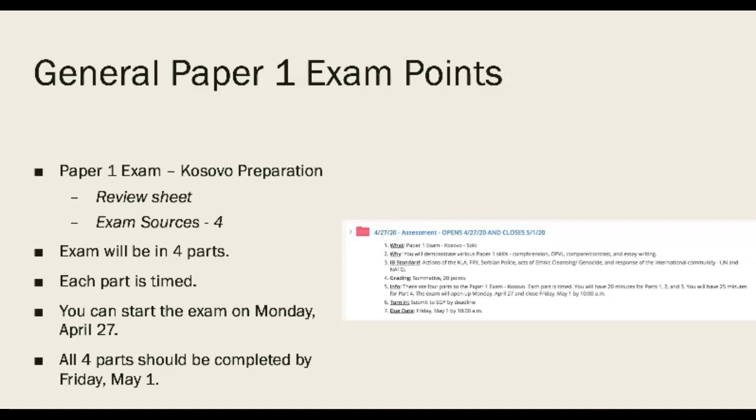The exam sources, if you have the ability to print it out, would be a good idea to have at your side when you start the exam. Remember, at one point in the exam, you're going to need to compare and contrast. So if you have the sources out there, you can have your highlighters, and that can help when answering that part of the exam. You'll also notice that this exam would be broken into 4 parts.